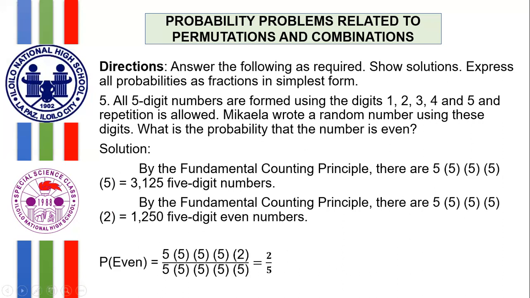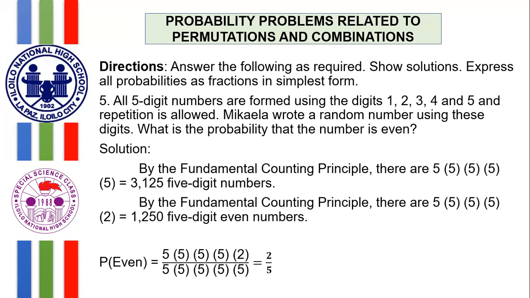And so if you wish, you could divide 1,250 directly by 3,125. Or in my case, I use their factored form because if you could see, you will divide the 5s, 5s, 5s, 5s. And what is left in the numerator is 2, and in the denominator is 5. And so the probability that the number Micaela wrote is even is 2/5.